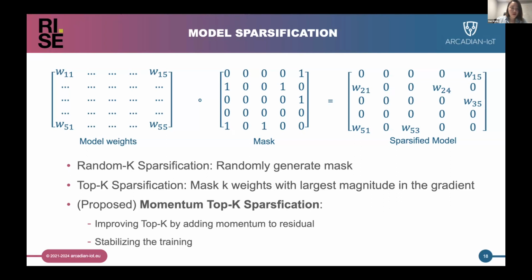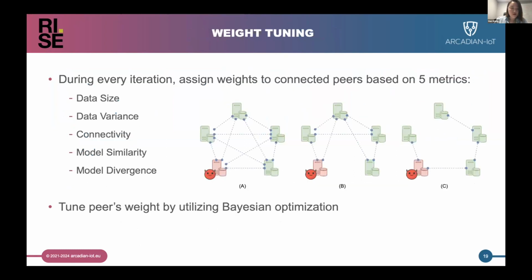So what we propose is to add momentum to the top-k sparsification. With this we improve it, and it can actually stabilize the training. I cannot go into too much detail because of time, so if you have any questions, you can ask me after this presentation. So that is about the sparsification.